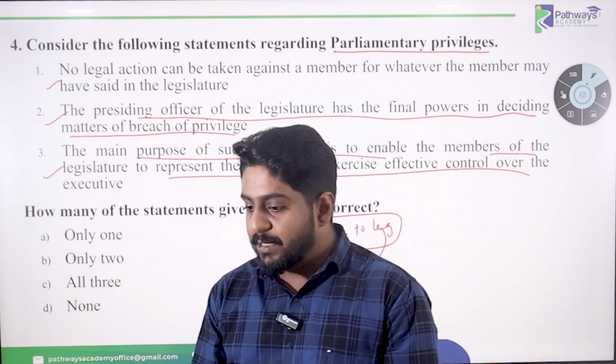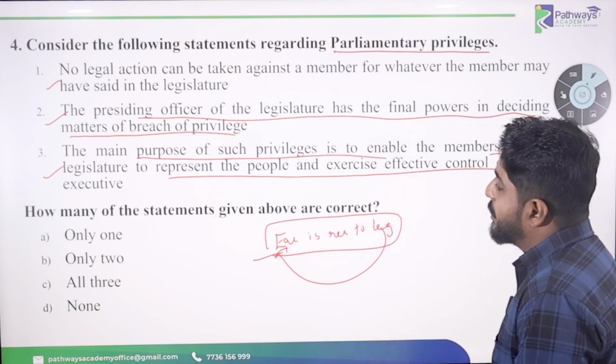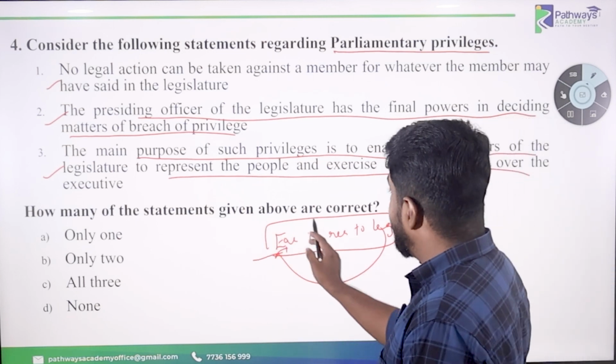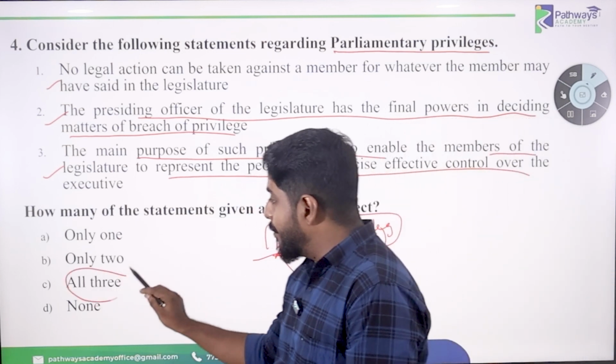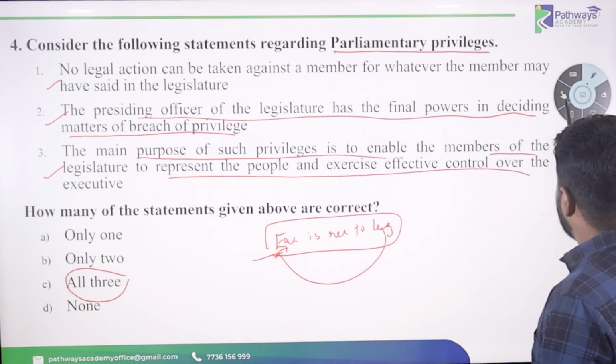So what is the answer for this question? How many statements given above are correct? All 3 statements are correct. Next question, question number 5.